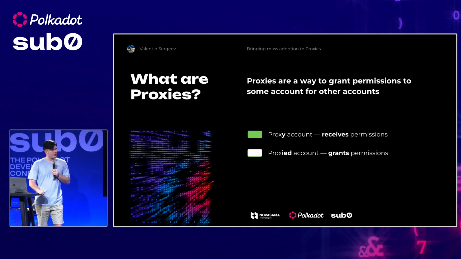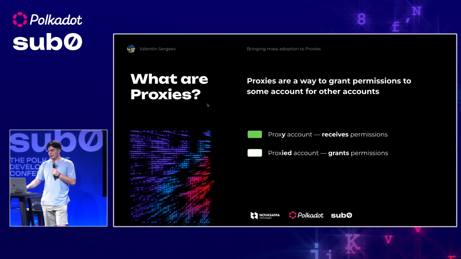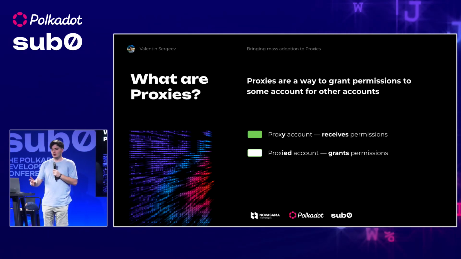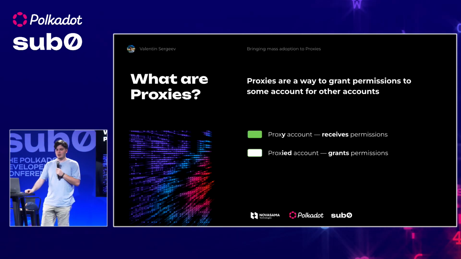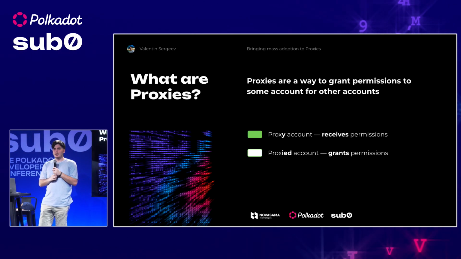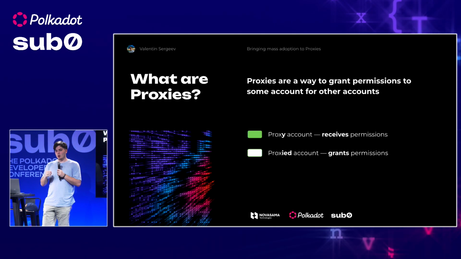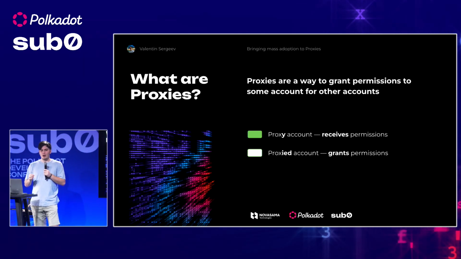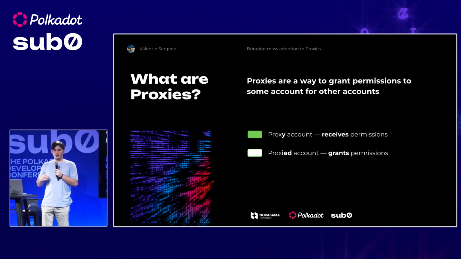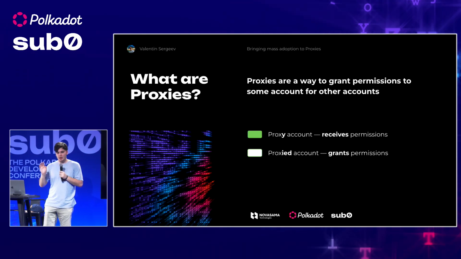So let's stop a little bit here for everyone to be on the same page regarding the legend I will use throughout the presentation. There are two main entities participating in any proxy communication. It is a proxy account, which is the account that receives permissions, and there is a proxied account, which is the account that grants the permissions. The proxy account will always be denoted at least partially by a filled green square, and a proxied account will be a white rectangle with a green border, but I think you can't see the green border, so it's just a white rectangle.